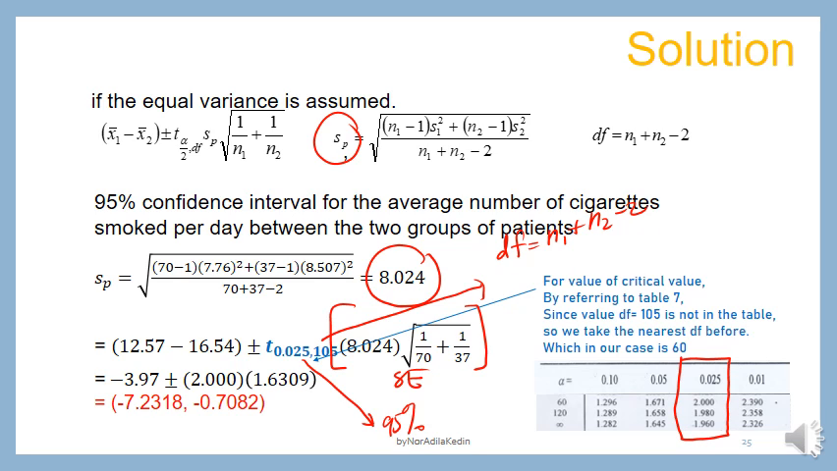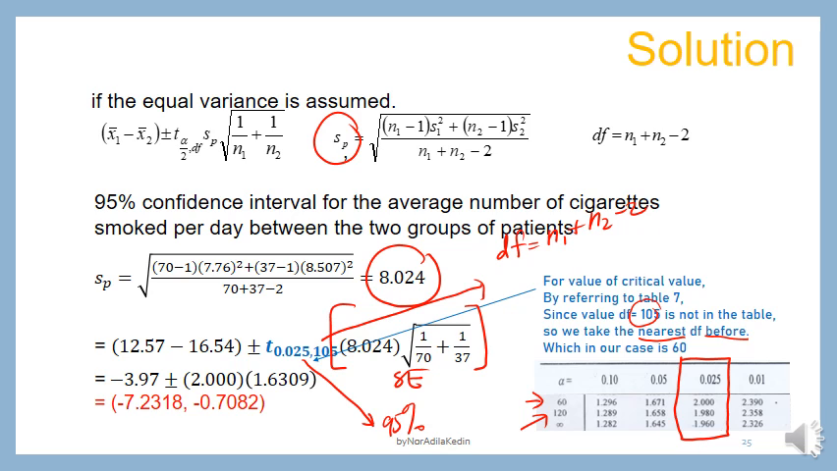Degree of freedom 105 ini tak ada. Yang ada 60 dengan 120. Okay, so for value of critical values, by referring to table 7, since the degree of freedom is 105, is not in the table, so we take the nearest degree of freedom before. Cari yang paling hampir, tetapi mesti tidak lebih daripada 105.